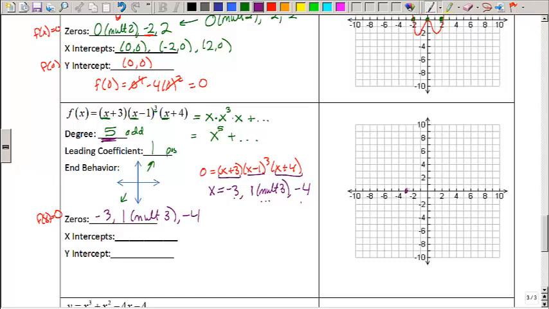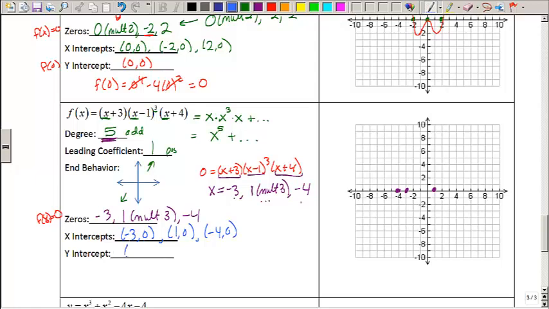So I'm going to plot the information that I know already. My x-intercepts should be simple. If you've already found the zeros, my x-intercepts are just (-3, 0), then the next (1, 0), and (-4, 0).